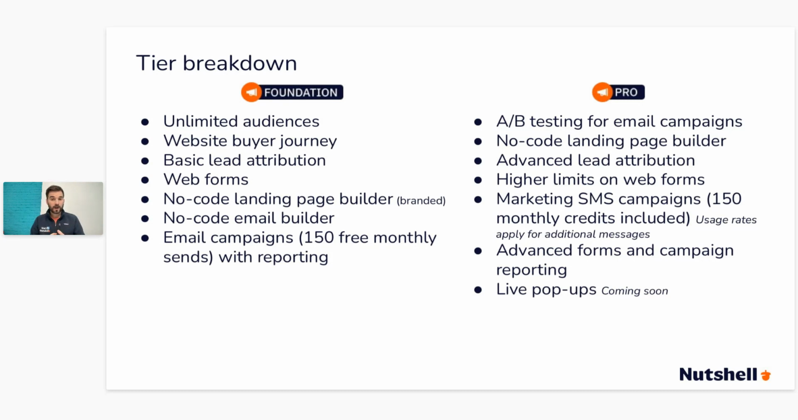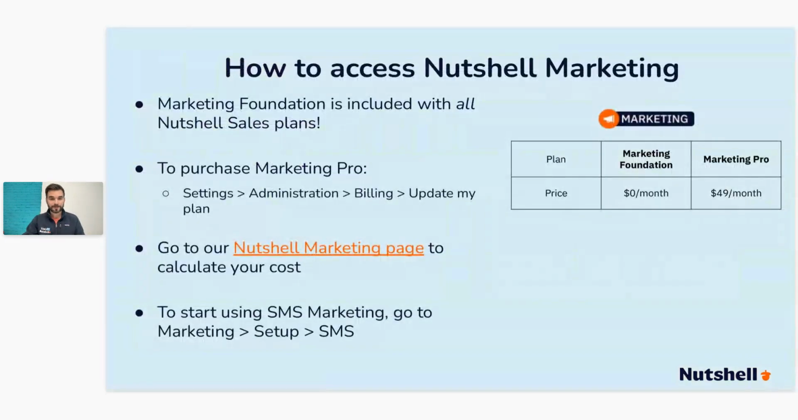This also unlocks our marketing SMS, and it also includes 150 messages that you can send with the Pro subscription. It has advanced forms and campaign reporting. And one of the features that our team, I think, is very early in building now is live pop-ups. So these will be pop-ups that you'll be able to use on your website to gather more information. Very similar to a form, just a form that pops up.